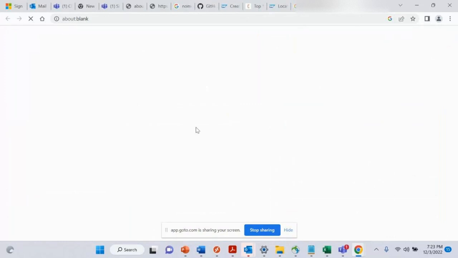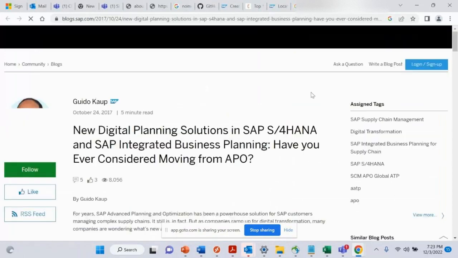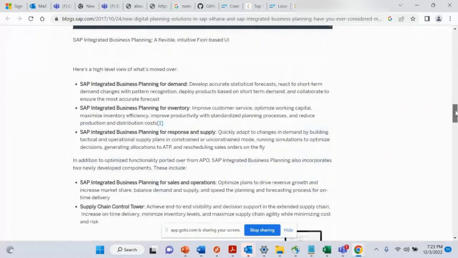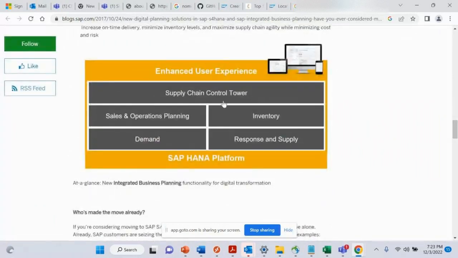Considering this picture, it is one of the good features of SAP IBP, showing what this tool is capable of. You see, this is the HANA platform, which is from the cloud integration. This is from demand planning, response and supply, inventory optimization, which we have as single echelon and multi echelon, then sales and operations planning, then supply chain control tower, and the enhanced user experience. It is the whole tool that we have in supply chain, in our IBP.